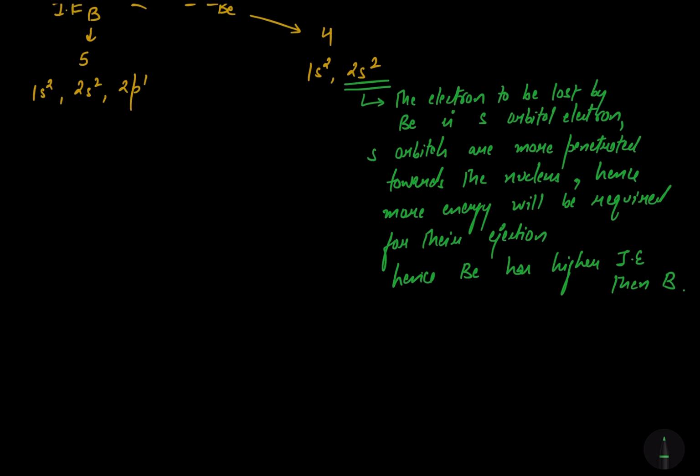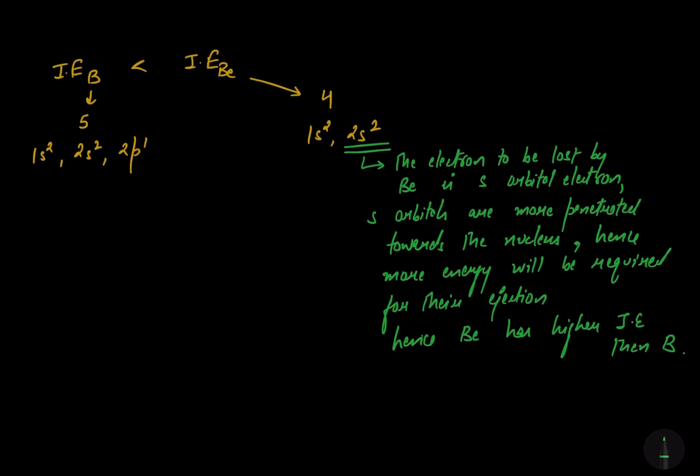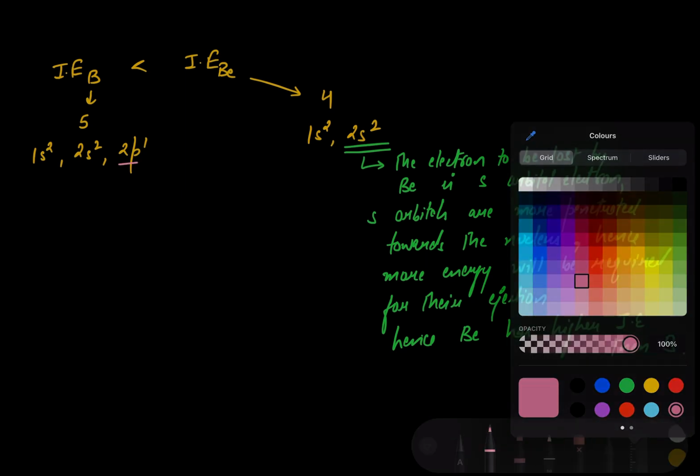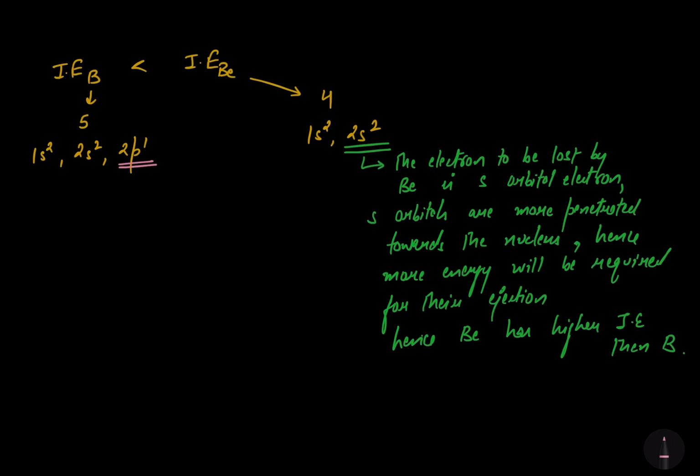Now let's talk about boron. In case of boron, the electron to be lost is of the p subshell or p orbital. So we all know that p orbitals are less penetrated towards the nucleus, hence it will be easier to eject a p electron. So boron will have a lesser ionization energy than beryllium.